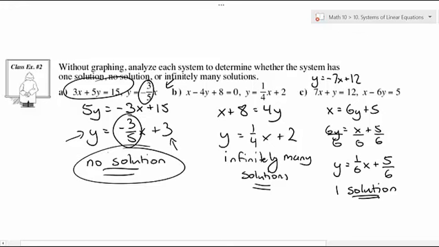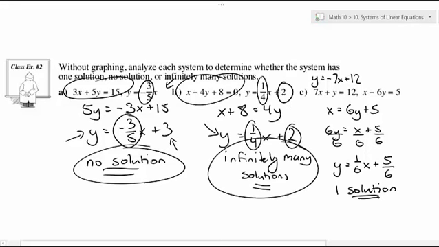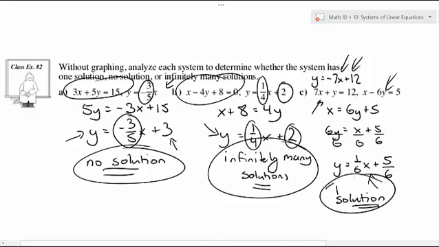For letter B, I took this equation and I once again put it in y equals mx plus b form. I found that the slopes are the same and the y-intercepts are the same, so there is an infinite number of solutions. And finally, with this one, I put this equation into y equals mx plus b up there, and then this one down here, and I found that they're completely different. The slopes are different, the y-intercepts are different, and so there is just one solution.